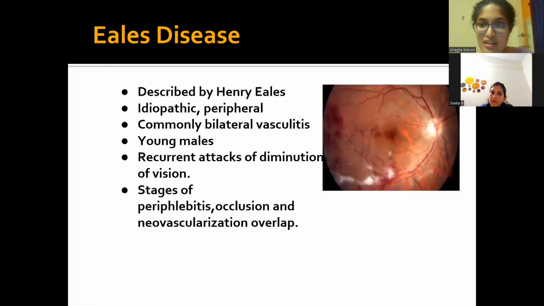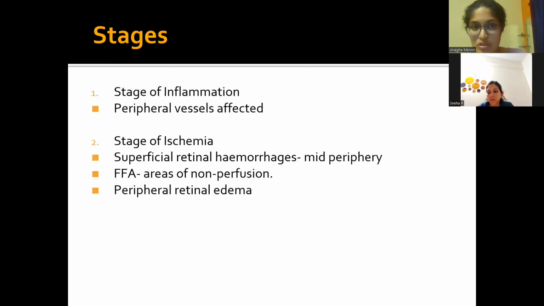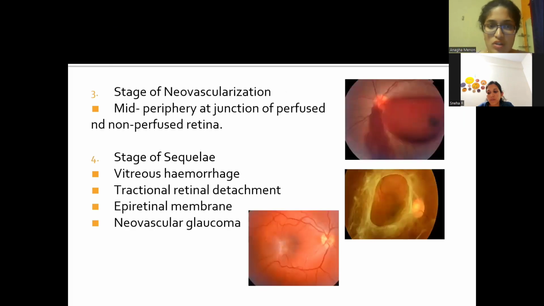Eales disease. Again, I think this is a very important question for third years, right? So what is Eales disease? It is an idiopathic disease that is very commonly seen in young males. It can be very commonly seen in tuberculosis endemic countries in young males. So it basically has periphlebitis, occlusion, and neovascularization. Okay, and they will be presenting with recurrent attacks of diminution of vision. So there is stage of inflammation, ischemia, neovascularization.